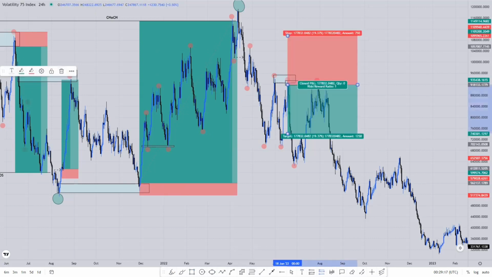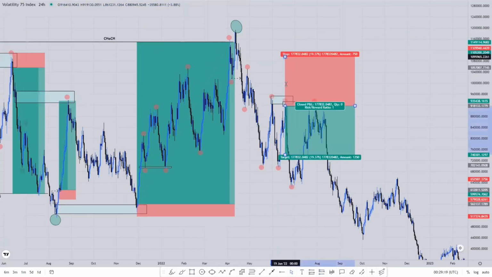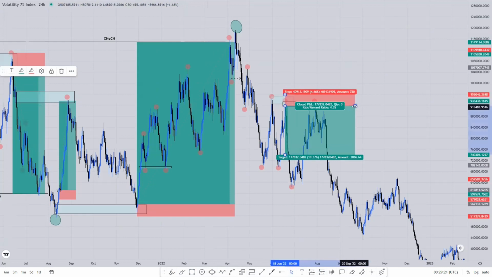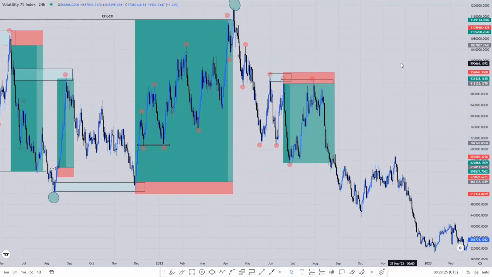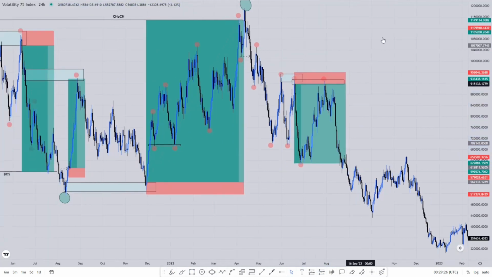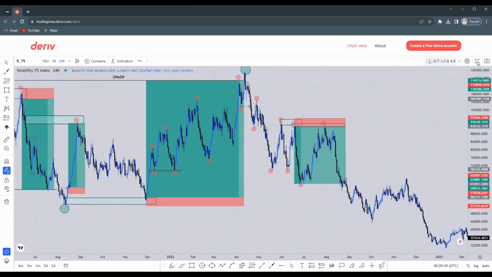So many other entries. Remember, I'm just showing you daily entries, but there are so many other entries. As I proceed, I'll also go to lower time frames so that you see that there are so many other entries that using the lower time frames you could have actually entered earlier.